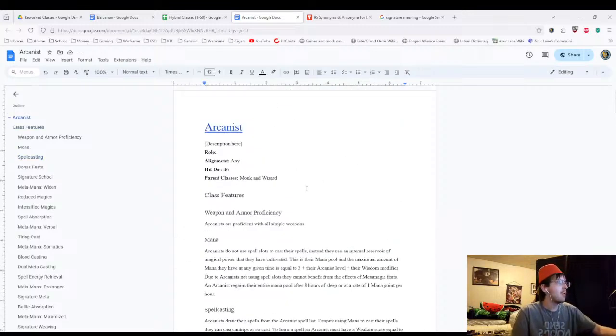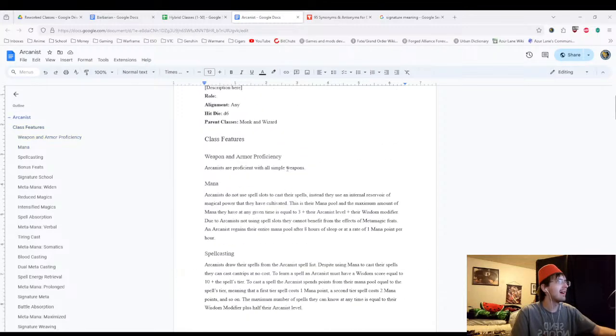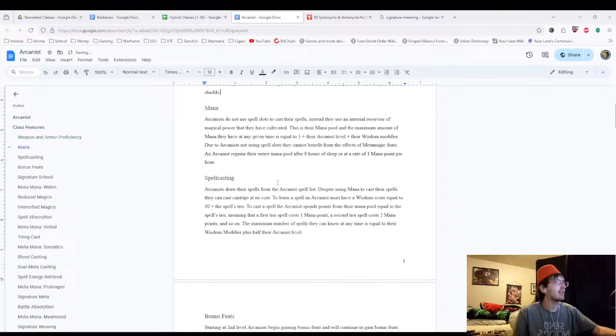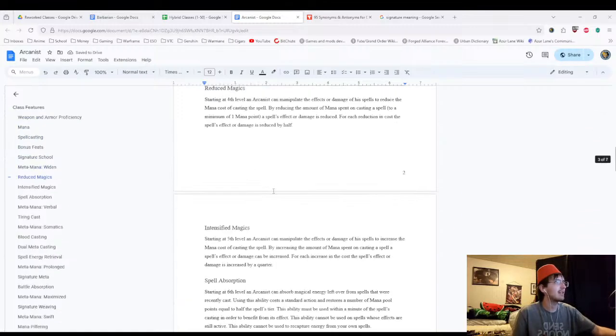Oh boy. I realized I didn't put their armor in here. There we go. So yeah, I think this is good. I think this is ready to go.